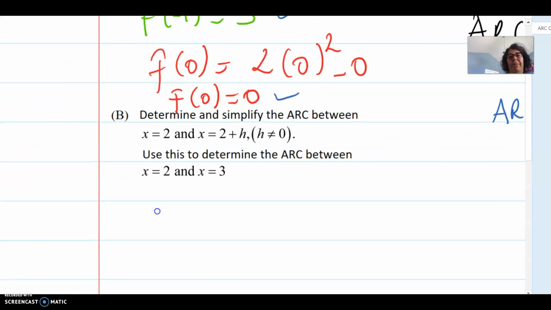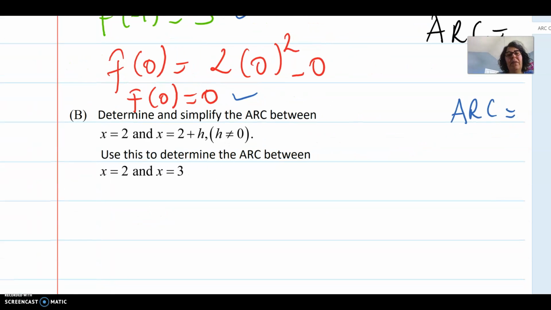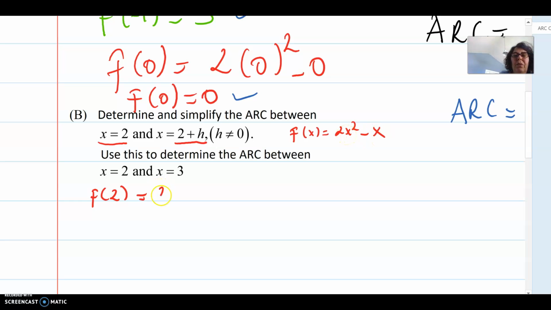Now on part B, it's complicated because our x values are different. Look at it, I have x equals 2 plus h. Then I need to calculate both. So f of 2 will be, remembering that the function was 2x squared minus x, everywhere I see x, we're going to plug in 2. That will be 2 times 2 squared minus 2. Then f of 2 will be equal to 2 squared is 4, 4 times 2 is 8, 8 minus 2 is 6.